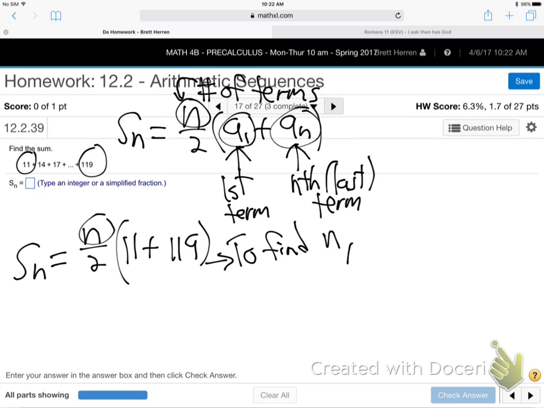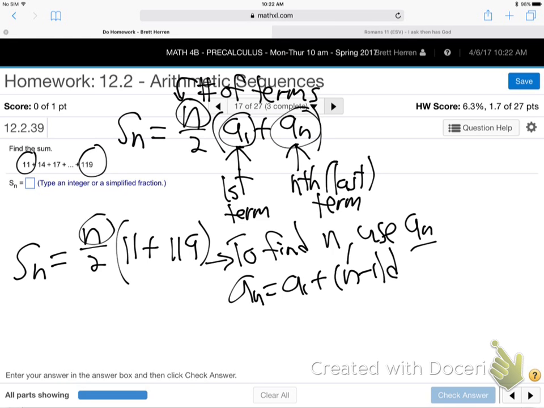To find n, use the a sub n formula. You actually have to use both formulas on this problem. These are a little difficult. So you got to use the a sub n. A sub n is a1 plus n minus 1 times d, right? Okay, let's use that one. Now, what's a sub n? A sub n, last term, 119, right?